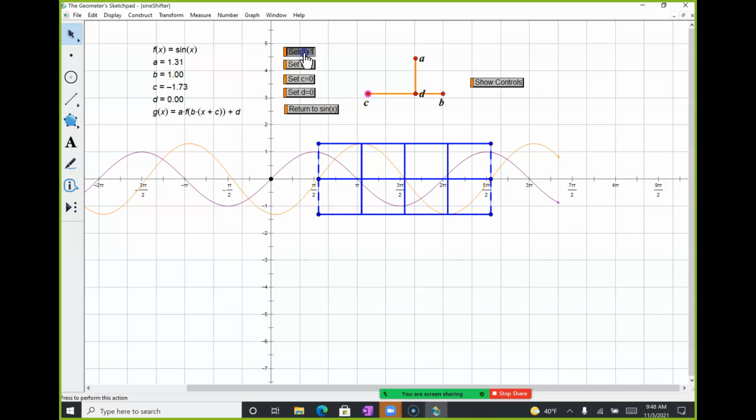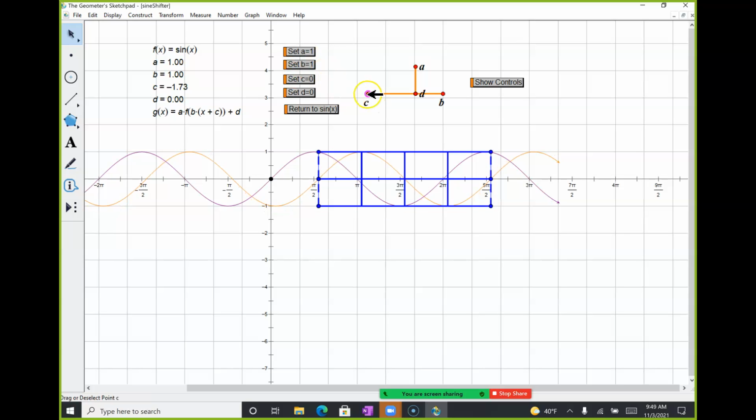Let me get A back to 1, okay? But now look at where my sine curve is moving. C is negative. You're stretching it. Okay, is the box getting longer, or is it just moving? It's just a shift. And now when C is negative, why is my box moving right? Because x's behave inversely. Nice.